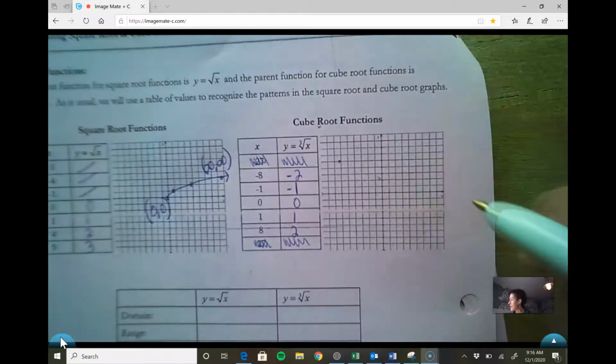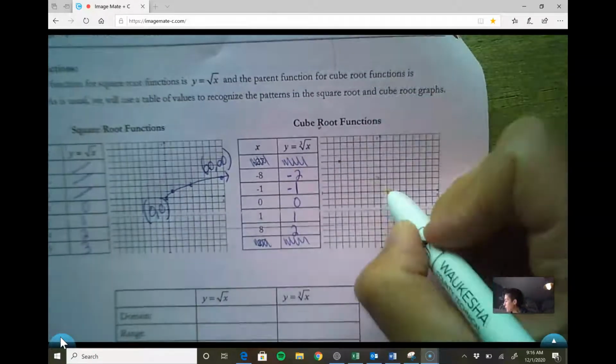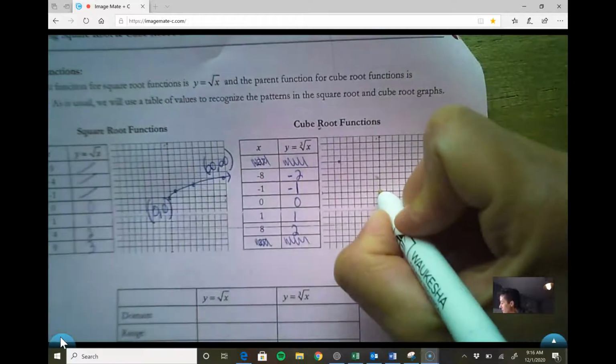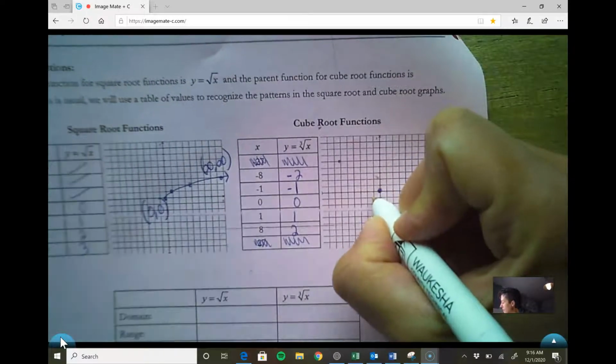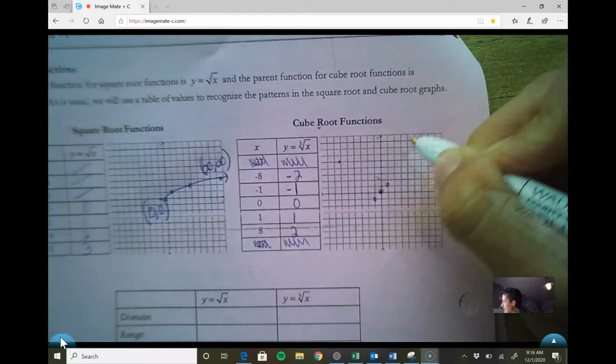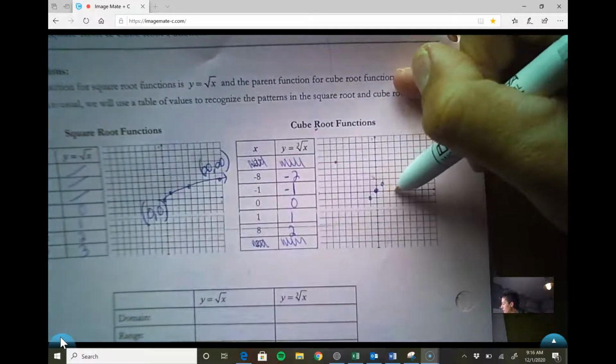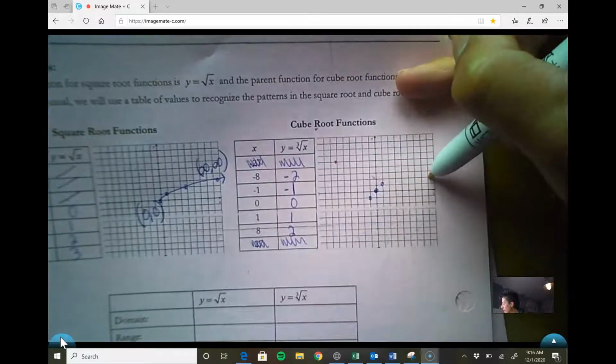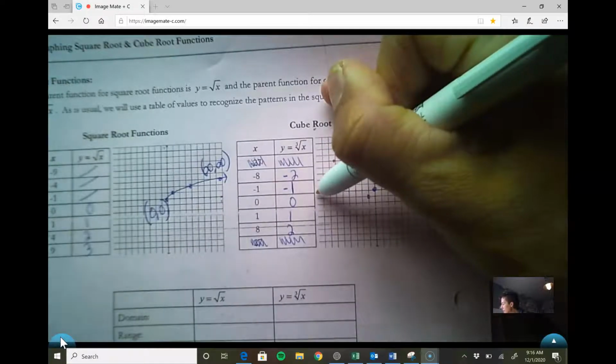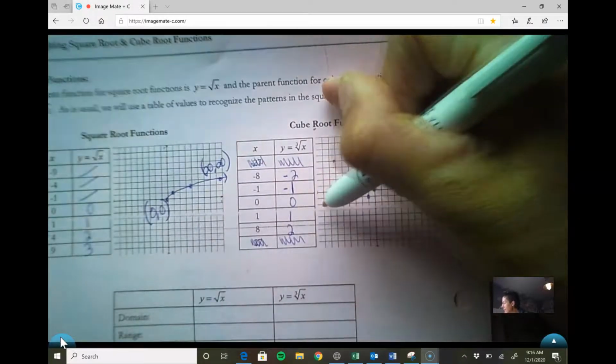So I'm going to graph these, and this is just a dot that went through the other side. So we're going to have (0, 0). Here's (-1, -1). Here's (1, 1). And then I'm going to go over to 8. So 1, 2, 3, 4, 5, 6, 7, 8, and 2. And then I'll do the same with -8 and -2.